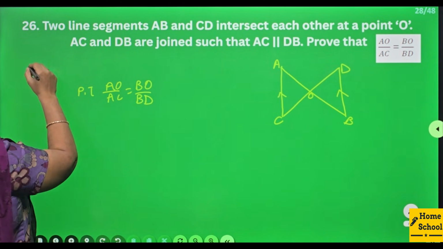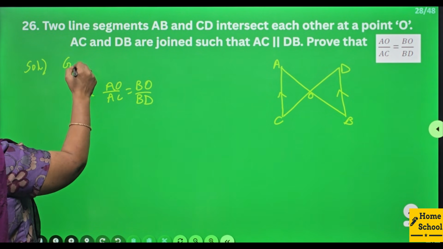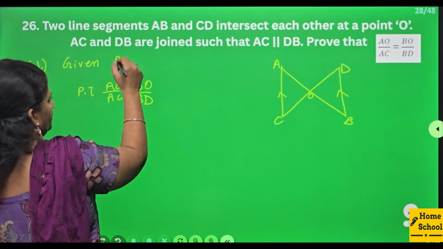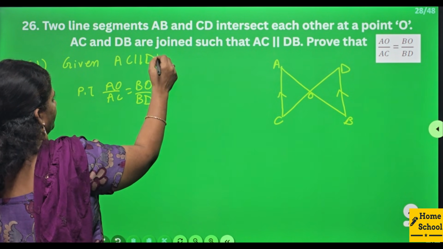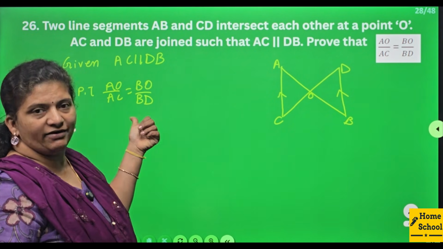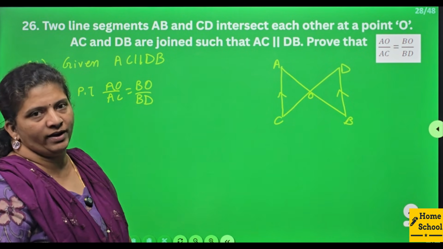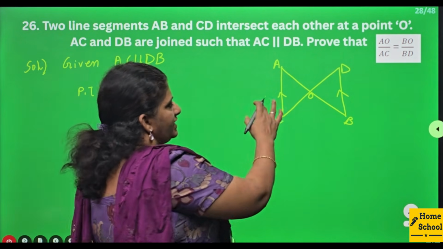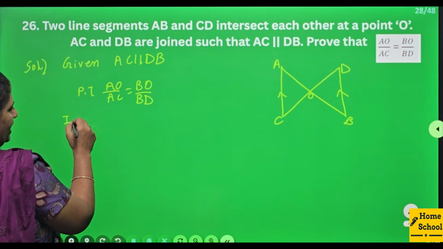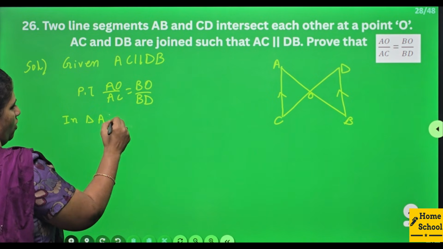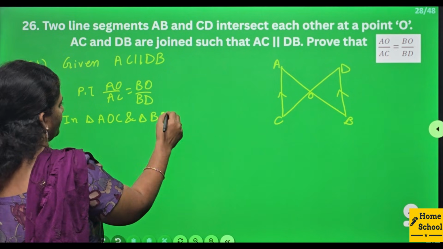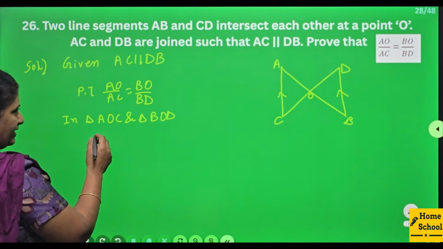Very easy problem. Let us start our solution by writing the given data. What did they give? AC is parallel to DB. We need to prove that AO by AC is equal to BO by BD. If these two lines are parallel, you can see two triangles here. In triangle AOC and triangle BOD, let us start comparing the two triangles.